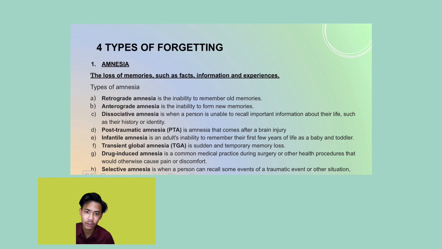And then we move on to the fourth one. The fourth one is post-traumatic amnesia, also called PTA. It is a type of amnesia that comes after brain injury. And the fifth one is infantile amnesia. Infantile amnesia is an adult's inability to remember the first few years as a baby and a toddler.